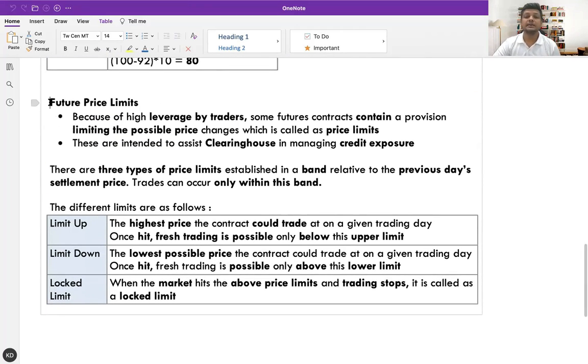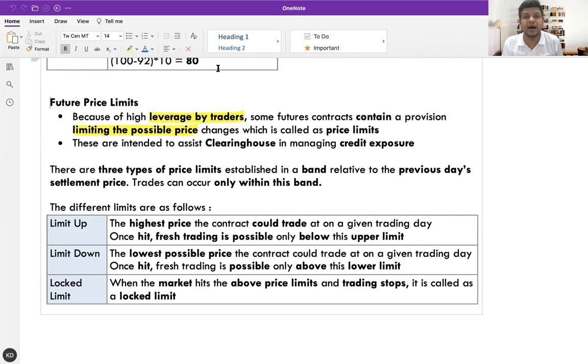Now, one more thing that is important is the futures price limits. Do you remember that there are circuit breakers or limitations on the price? It cannot go beyond a point on a daily basis. It cannot go below a point on a daily basis. Those are the limit up and limit down, right? Because traders use high leverage in derivatives, some futures contracts contain a provision limiting the possible price movement. Why? Otherwise, the prices can shoot up like anything.